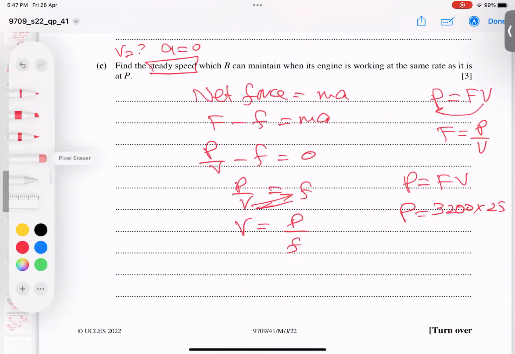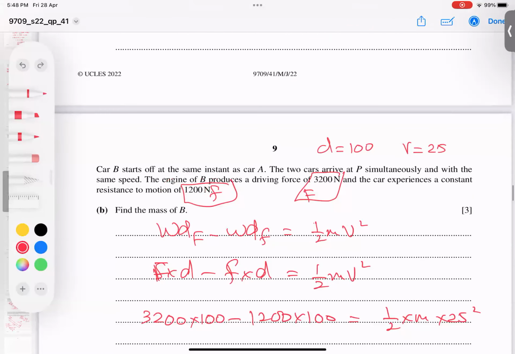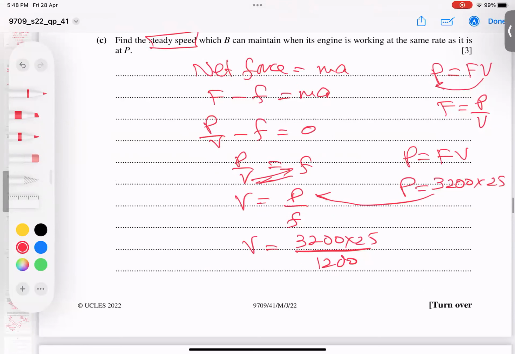So when I plug this power in here, students, velocity is 3200 into 25, coming up here, and the friction force is 1200. And the answer is coming. Let me check: 3200 into 25 divided by 1200 is 66.7 meters per second. So I hope the point is very, very clear.